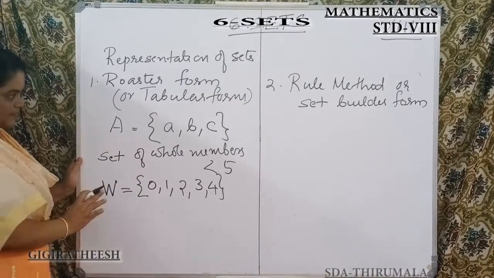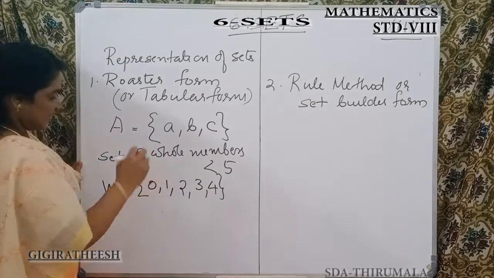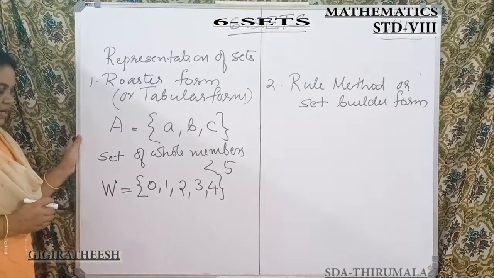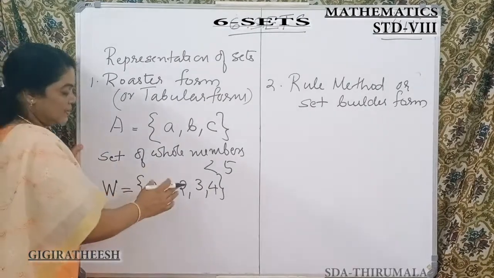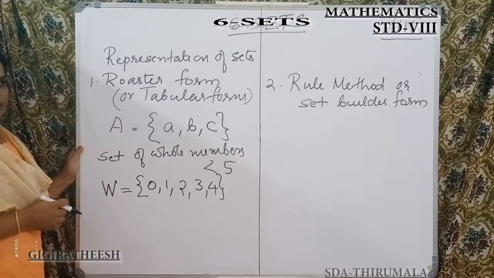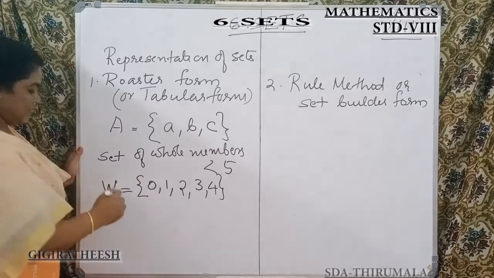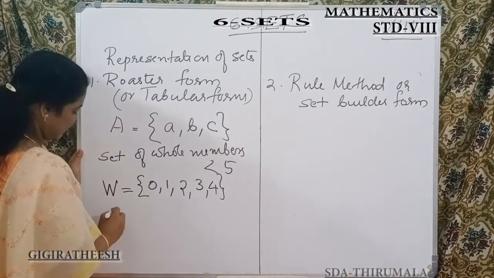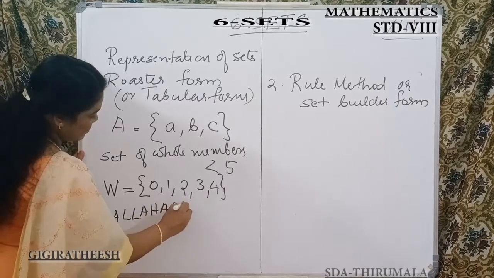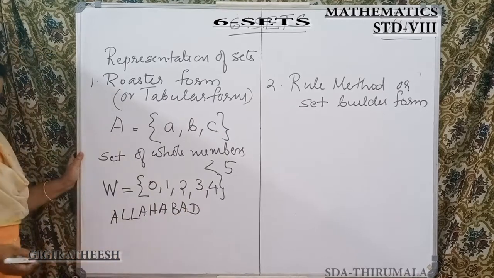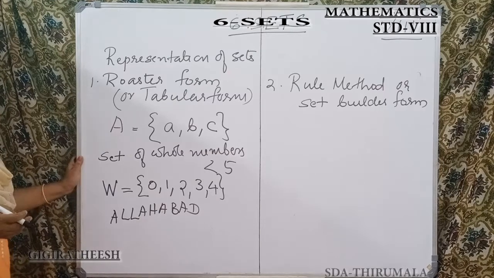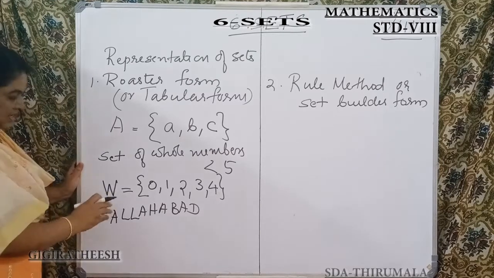This is roster form or tabular form, writing the elements of a set inside two curly brackets and separated by commas. You see, roster form. And also, for example, Allahabad. We know that this is a place, Allahabad. And what is the set? We want to write the elements in this set, Allahabad.